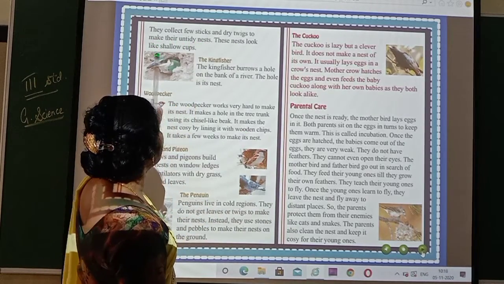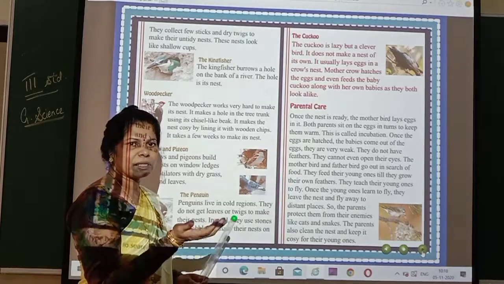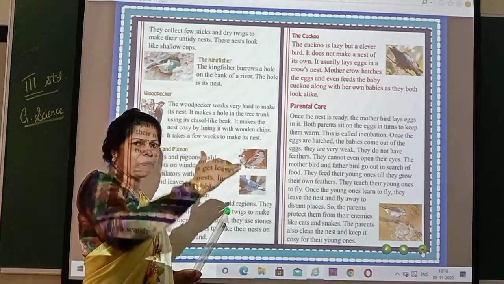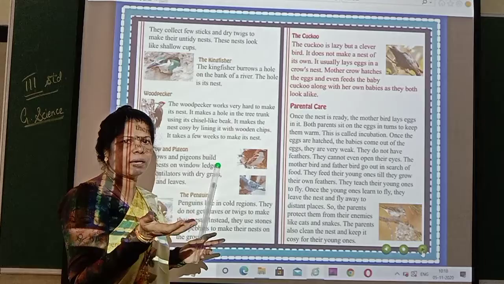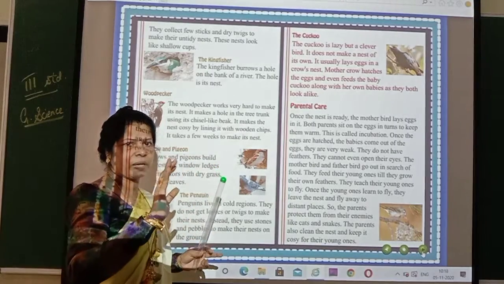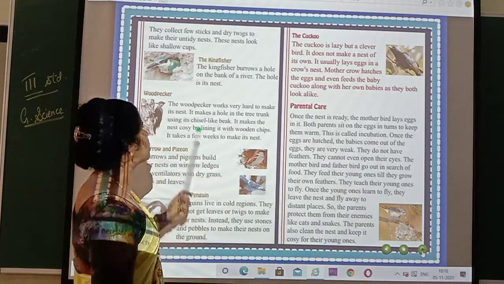These nests look like shallow cups. Shallow cups means what? Like cup shape only, but it's not clear. Understood? It's not exactly cup shape. So it looks like a shallow cup.